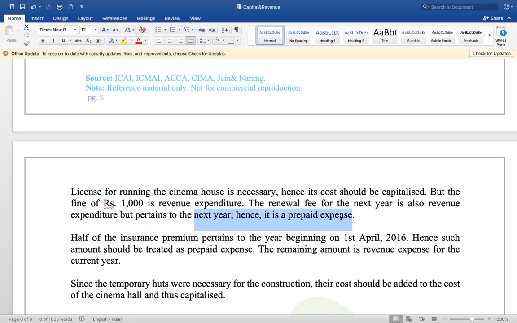It's a current asset. Actually, if it is for this year, then it is revenue. You just take it in the debit side of the profit and loss account, that's it. But because it is specifically said it is for the next year, then you will take it as an asset, prepaid expense. All prepaid expenses are assets. All outstanding expenses are liabilities. All outstanding expenses are added to that concerned expense. All prepaid expenses are deducted from that concerned expense.